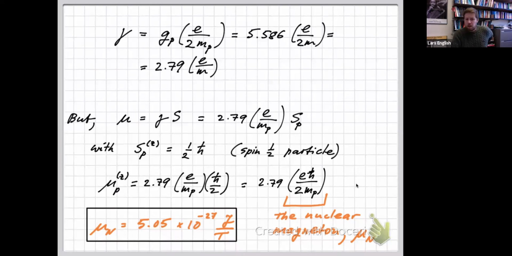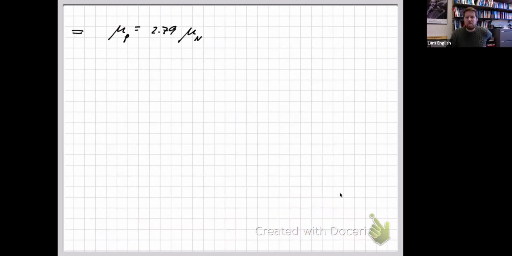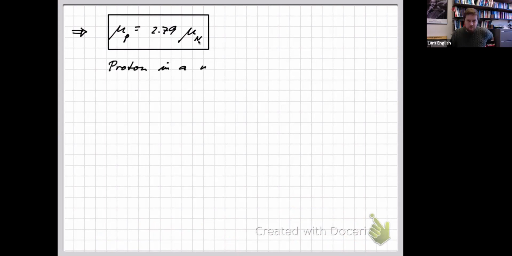Well, we did plug in the proton mass down here. So we get for mu sub p that it is 2.79 times the nuclear magneton.